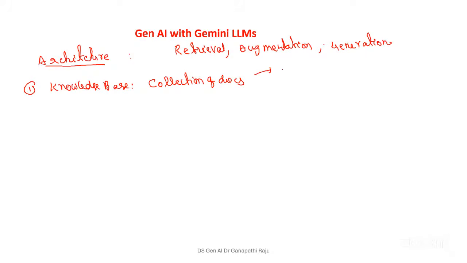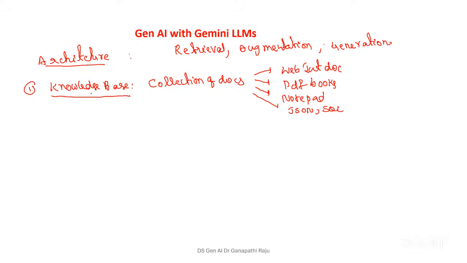This collection of documents may be web internet documents, or PDF documents in the form of books, notepad documents, or sometimes we can also use databases such as JSON or SQL. Yeah, this is the first thing. So in order to build a RAG architecture, first of all, we should collect the knowledge base. Later I will discuss why RAG, the second question, why we should go for RAG.